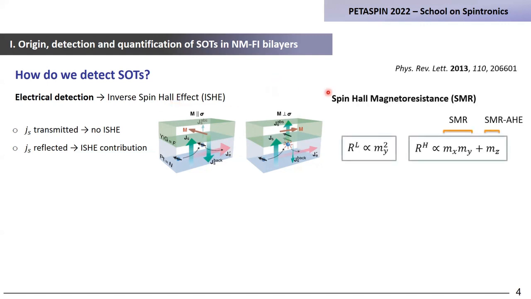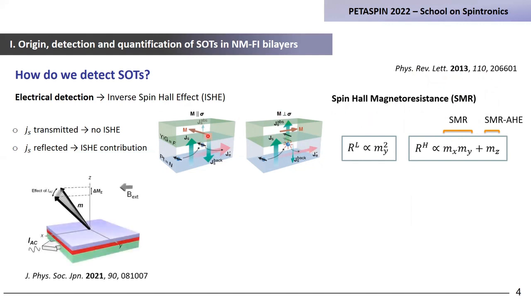Experimentally, we also see that the changes in the longitudinal and the transverse resistance do depend on the relative orientation between the magnetization and the spin accumulation at the interface. This is known as spin Hall magnetoresistance. It can be effectively used to probe the direction of magnetization.